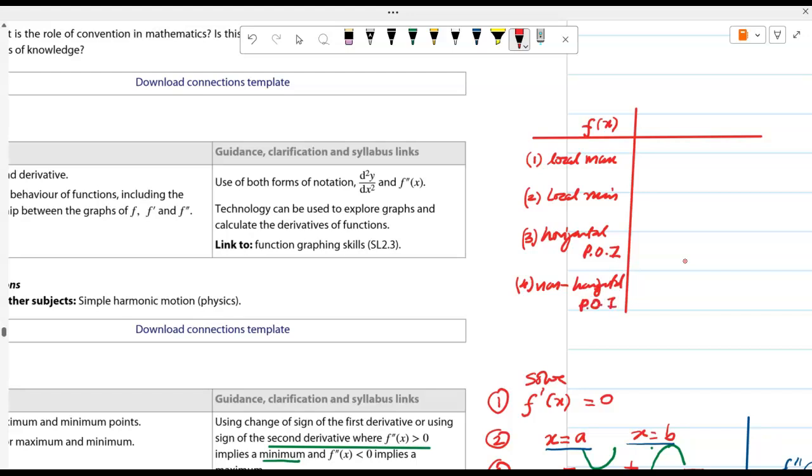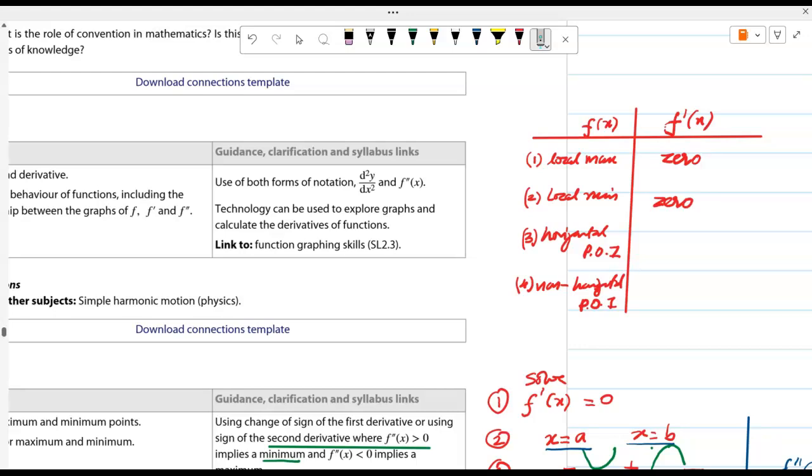Now for the graph of f dash x, wherever there is a local maximum, that will be the 0. And even for minimum. Wherever there is a local maximum or minimum, that will be the 0. Then that will become the x-intercept. Both, and vice versa. Suppose they give you a derivative graph, then 0 can be local max and 0 can be local min. But there is one difference between these two.